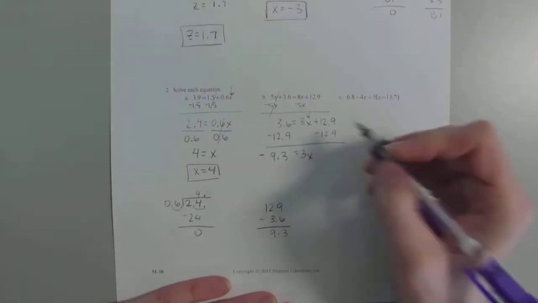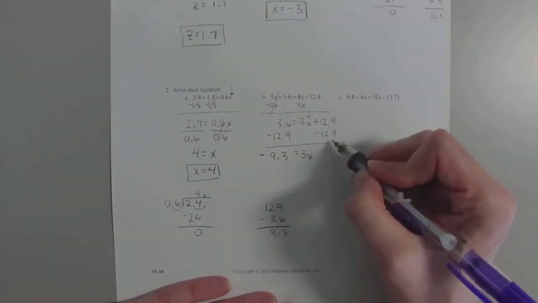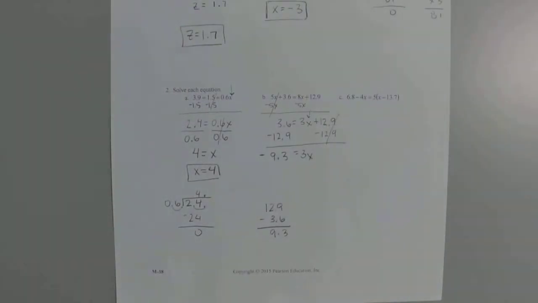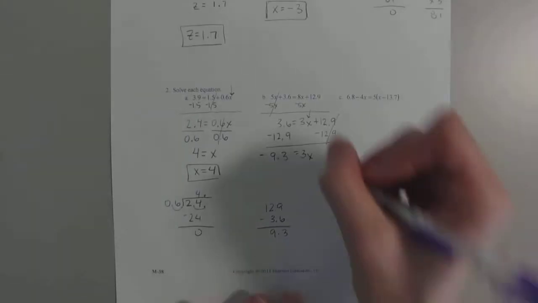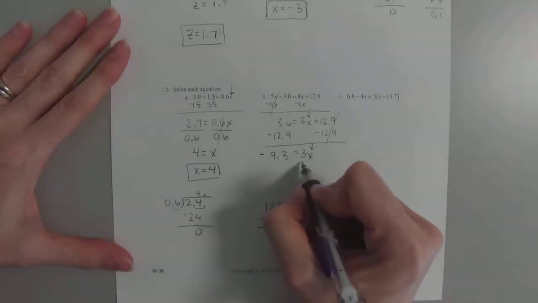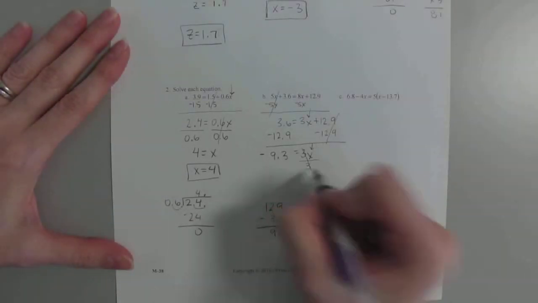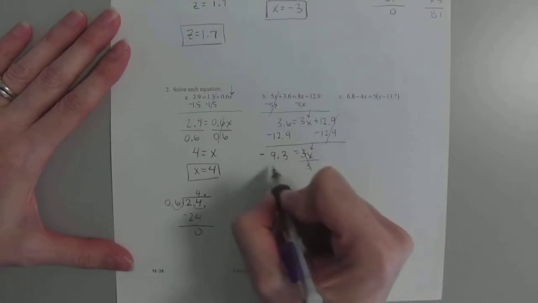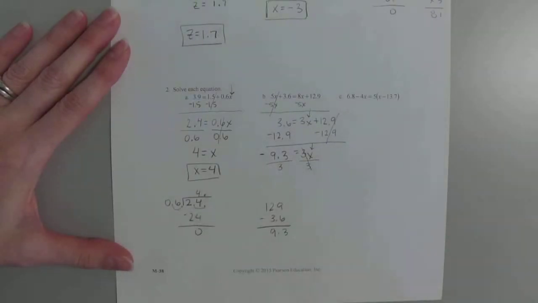Who do we still have on the right-hand side? We haven't touched that 3x, so he's still there. But what's 12.9 take away 12.9? Nothing. And that's why we wanted to do it. We wanted to get rid of him. Okay? I still want to get this x by himself. Who's in his way? The 3. How is he in his way? By multiplication. How do you undo multiplication? Divide. So we're going to divide by 3 so he can disappear, right?